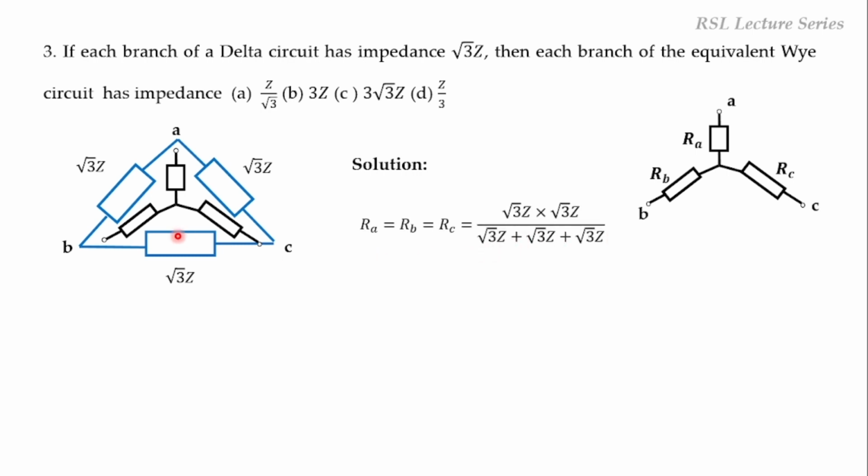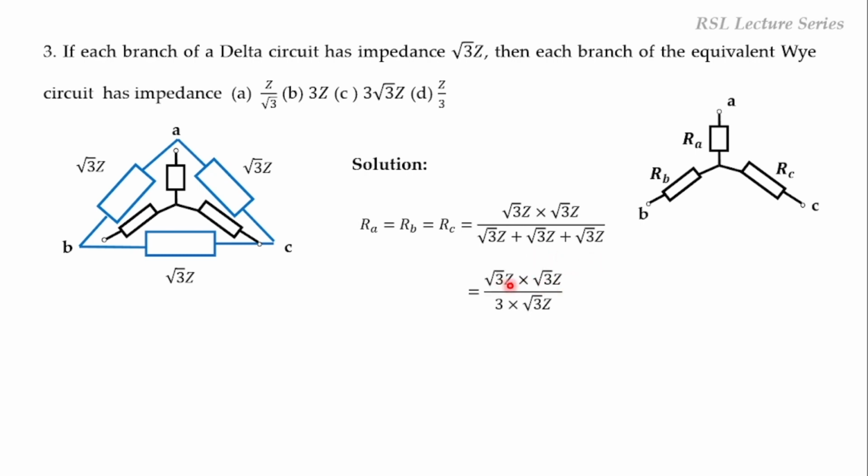Here all the values are the same, so all the three star connected resistors will have the same value. RA will be equal to RB, it will be equal to RC. If you want to find out RA, then we have to multiply the adjacent resistors and divide by the sum of all the three resistors. So √3Z into √3Z divided by √3Z plus √3Z plus √3Z.